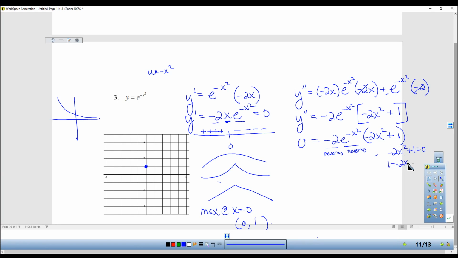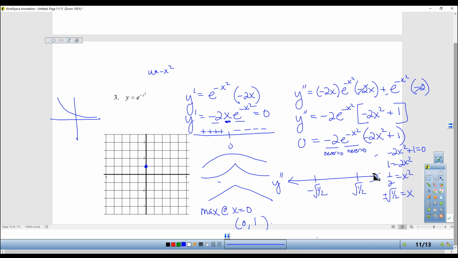1 is equal to 2x squared. 1/2 is equal to x squared. This is ugly. Square root of 1/2 is equal to x. You're like, oh no, I got to put this on my y double prime chart. Negative the square root of 1/2 and positive the square root of 1/2. Don't worry. You can test whatever points you want. Even though this is the square root of 1/2, you can test 5.